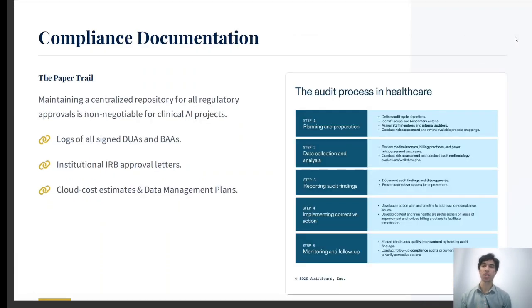Okay, beyond just complying with laws, we need proper compliance documentation, which is the paper trail. It is to maintain a centralized repository for all the regulatory approvals for clinical AI projects, where we keep track of all those papers and documents. We need to have logs of all signed agreements like data usage agreements or business associate agreements. We need to have institutional IRB approval letters in that repository, and we need to have the cloud cost estimates and data management plans in place.